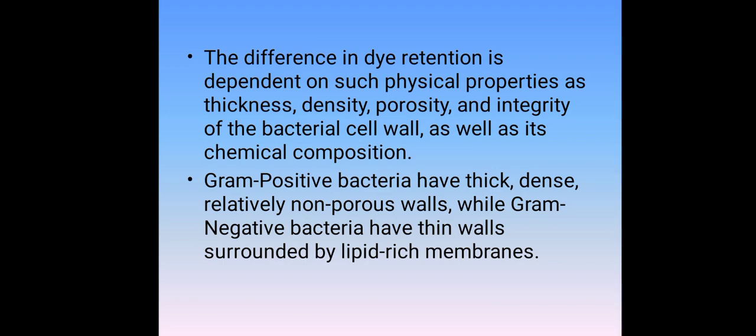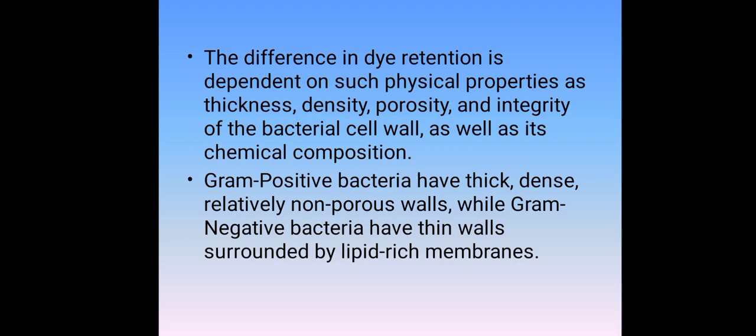Whenever we consider the cell wall composition, Gram positive bacteria possess thick, dense, relatively non-porous cell walls, while the other group, the Gram negative bacteria, have thin cell walls which are surrounded by an extra membrane called the lipid bilayer. It is the main difference observed between Gram positive and Gram negative bacteria.